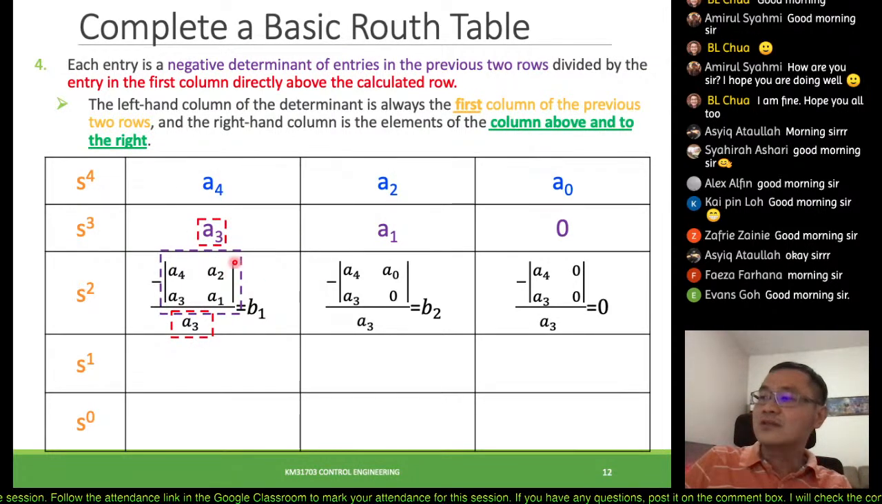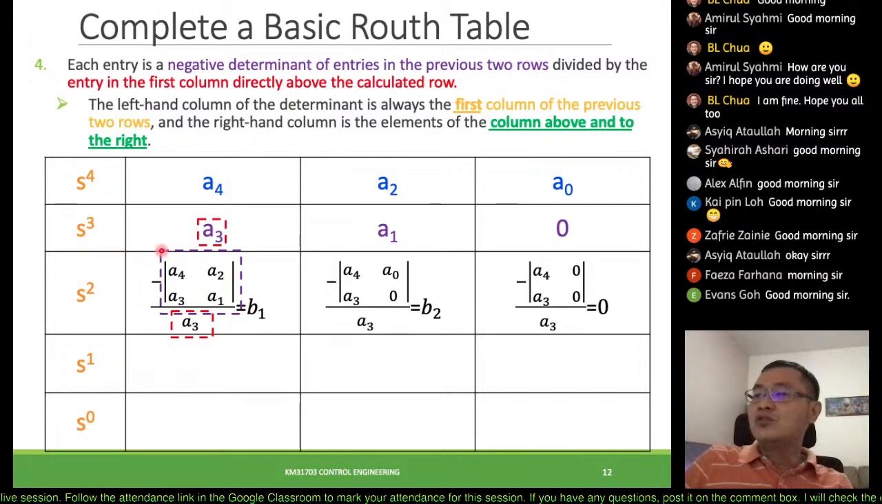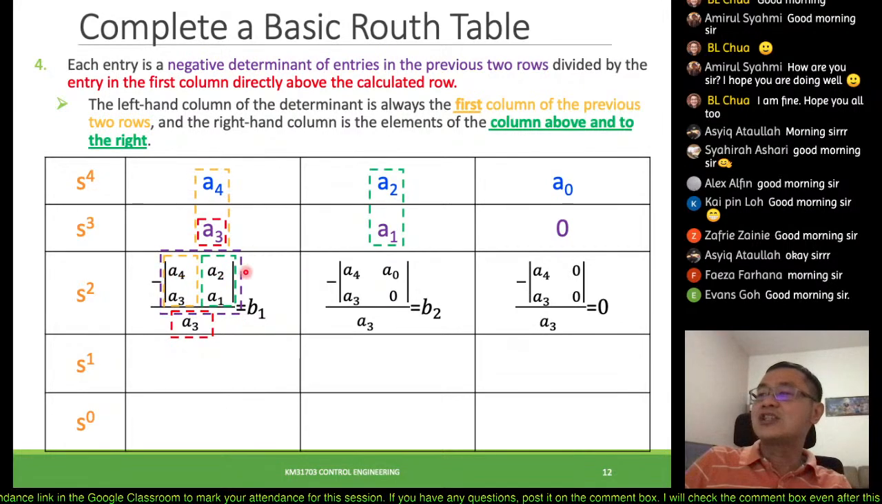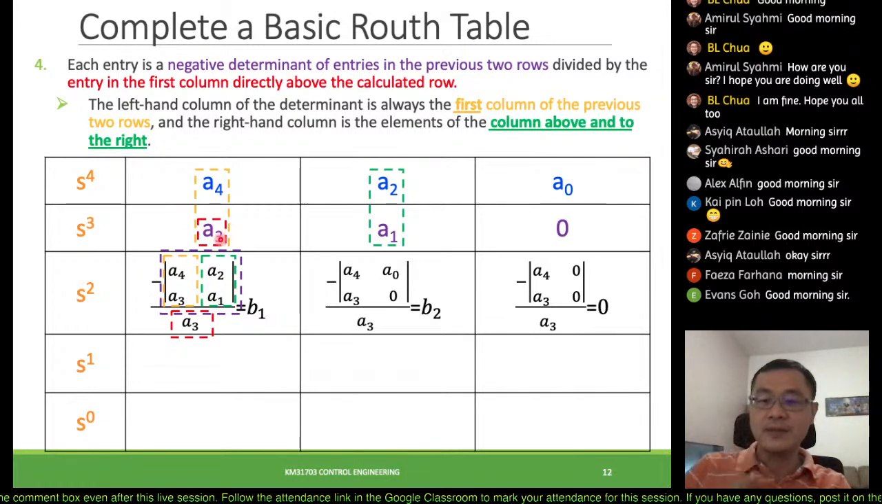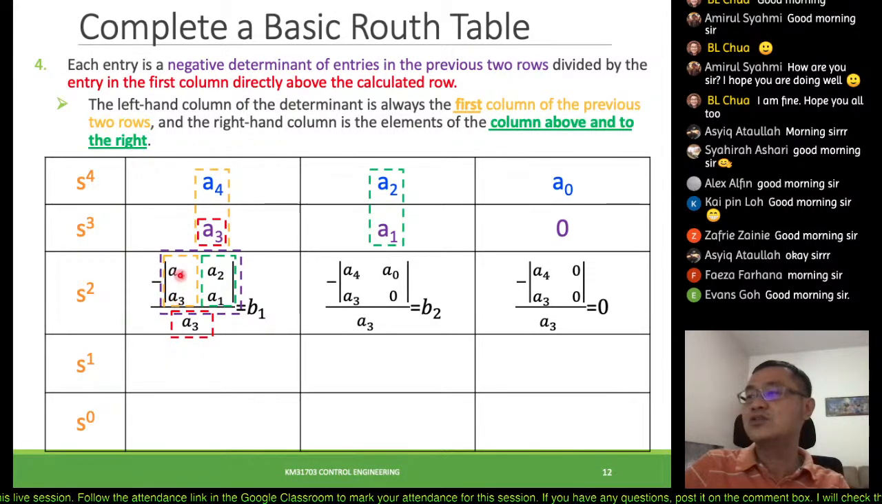So this entry itself is a negative determinant divided by the coefficient just right above it, on the first row. Therefore I highlight the red one here, and just divide by it. Then how do we get this determinant? This determinant actually consists of two parts. The first column of the determinant will be the first column of the previous two rows. Remember, only the first column, so we have A4, A3.